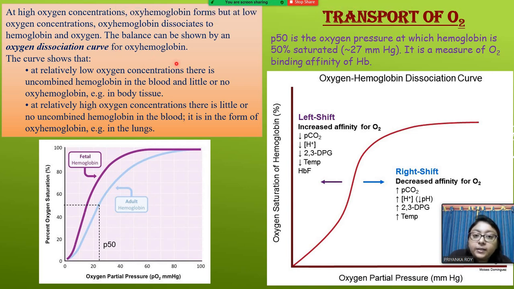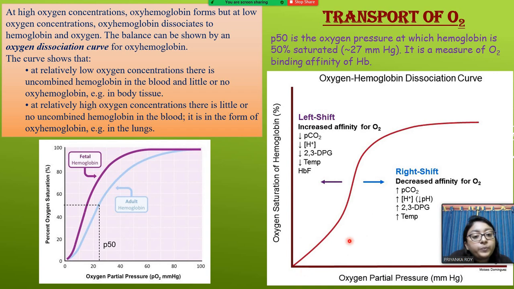So as I already said, this is a reversible reaction. When there is low oxygen content, the oxyhemoglobin dissociates to release oxygen, and when there is a high oxygen content in the blood, hemoglobin starts associating with oxygen and forms oxyhemoglobin. So this balance is basically shown in this oxygen dissociation curve.